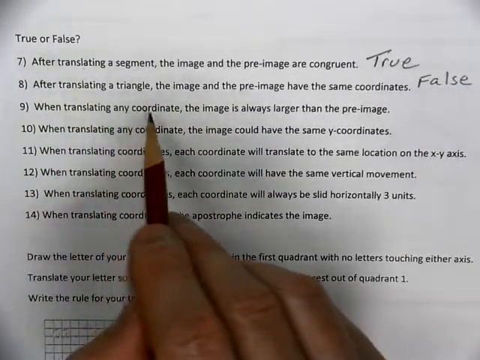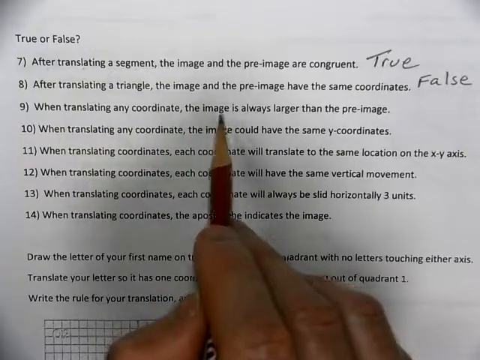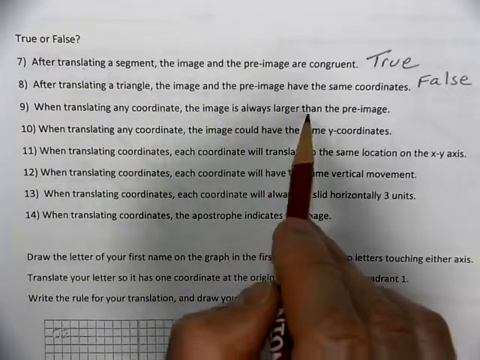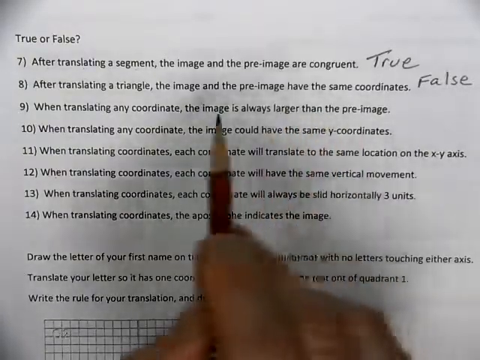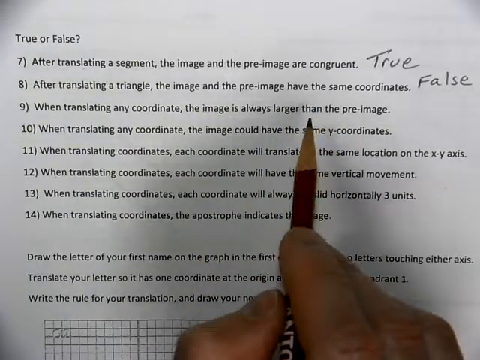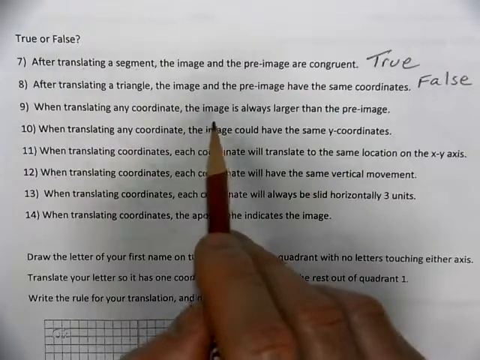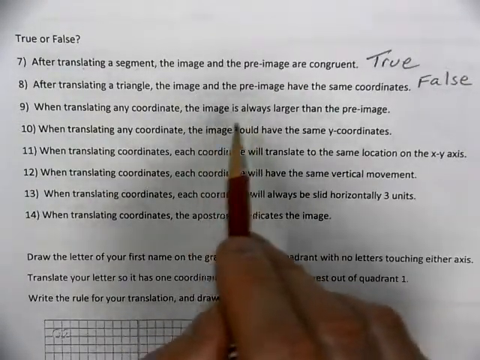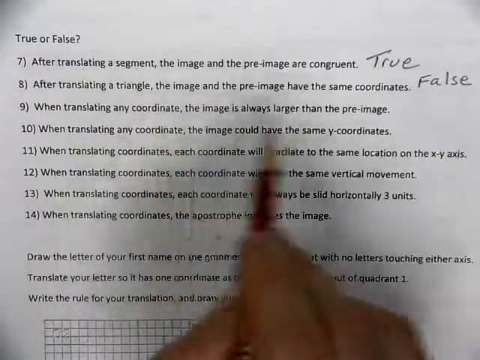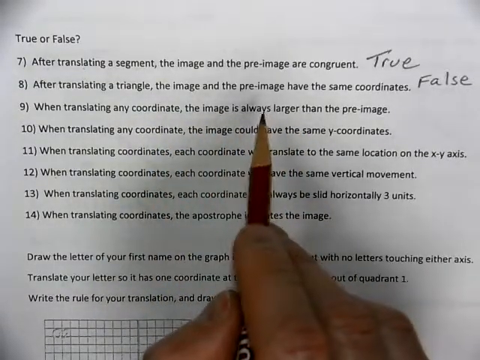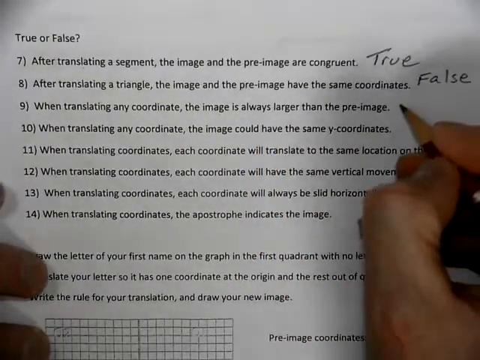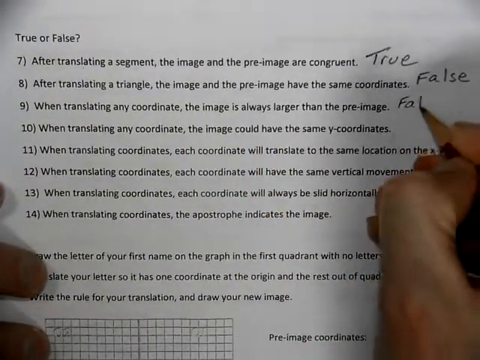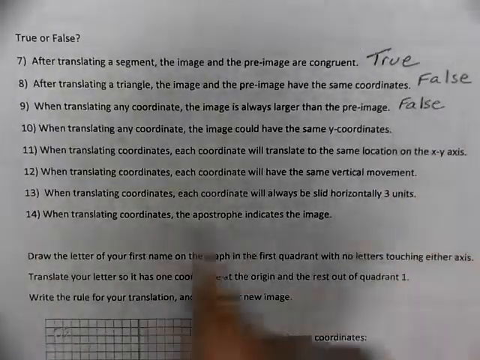When translating any coordinate, the image is always larger than the pre-image. Well, that's probably called a dilation. And that's only if the K value is a certain amount. So, no, this is not a translation. The translation is going to still stay the same size and shape. So that's false.